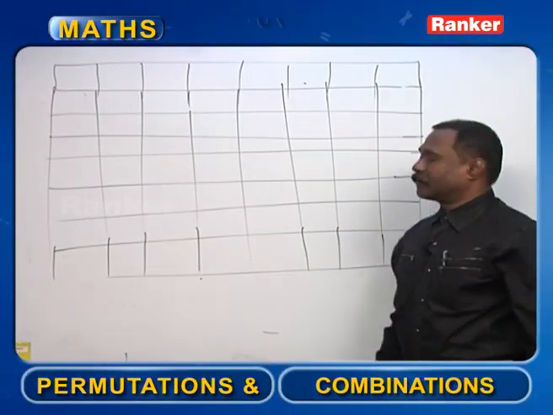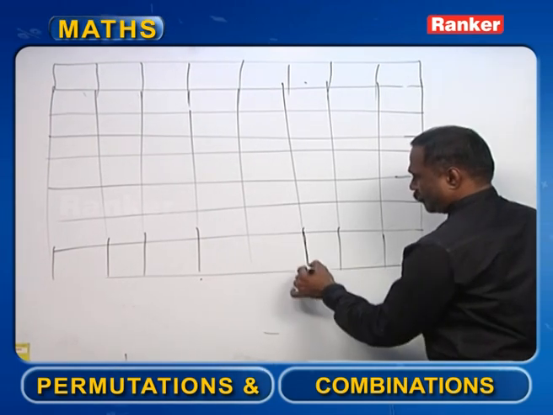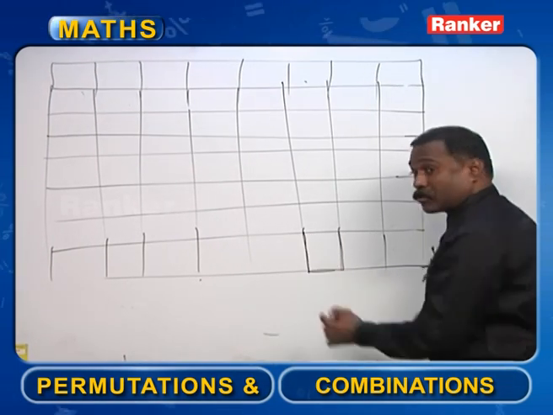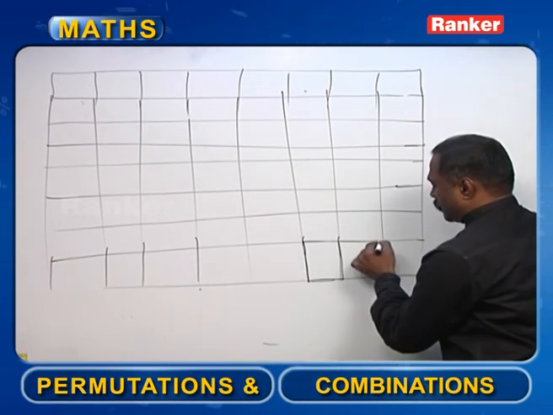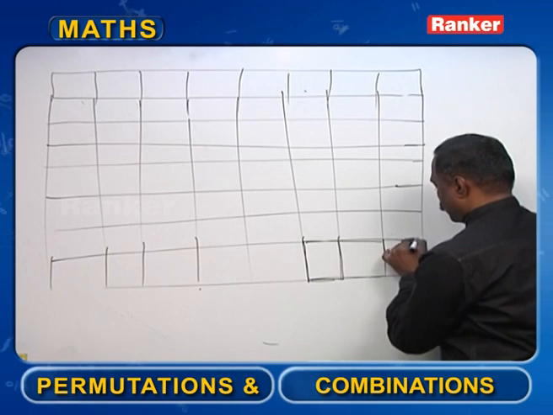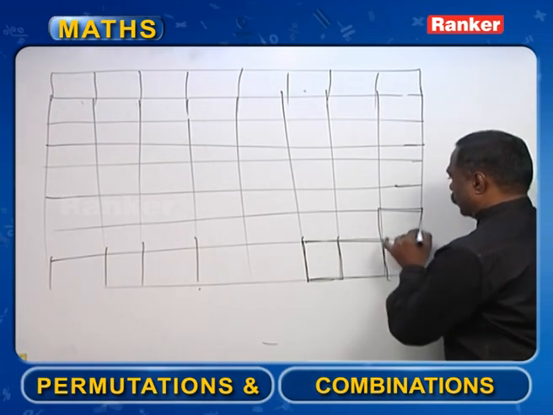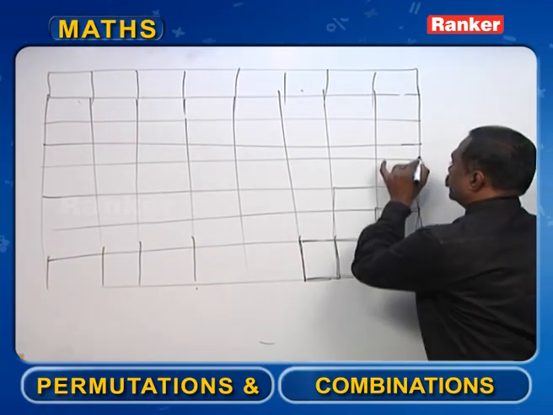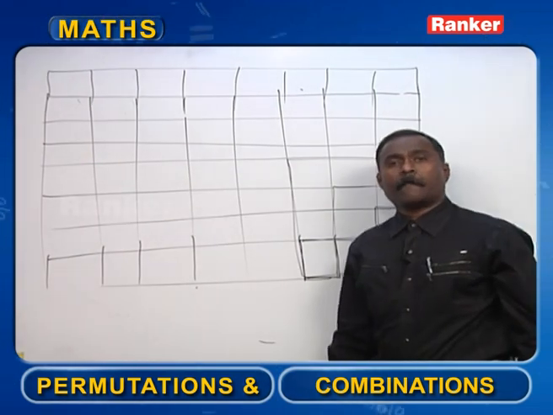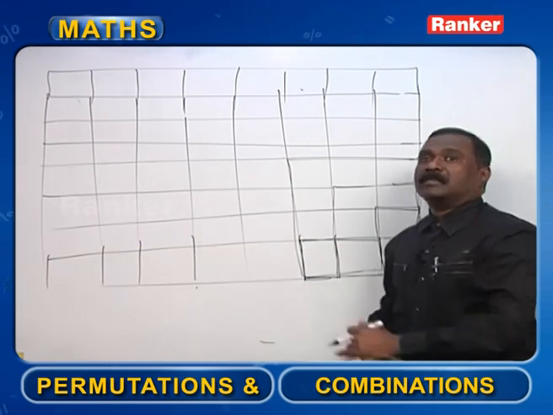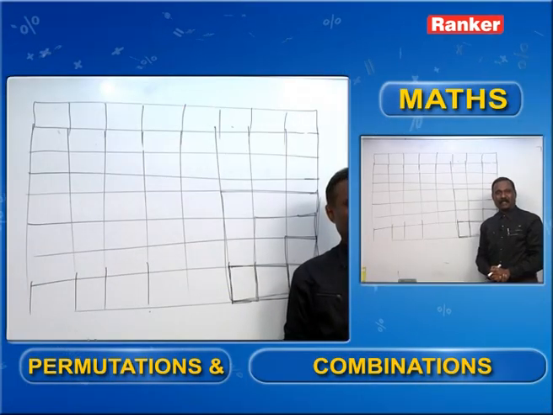Follow this carefully, please. This is one square, of course. Square is also a rectangle. This is another rectangle. This is one rectangle. This is another rectangle. This is another rectangle. So like that, how many rectangles will be there on the chessboard? That's what is needed here.